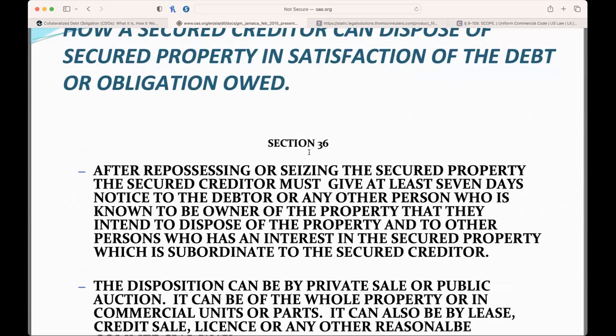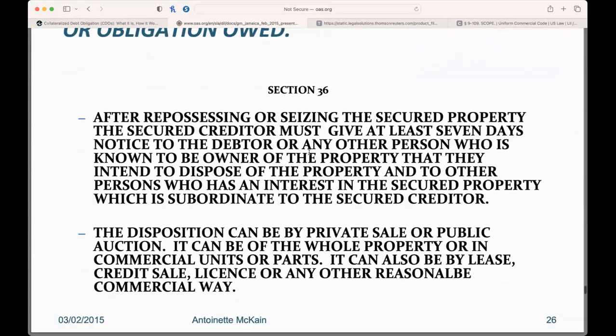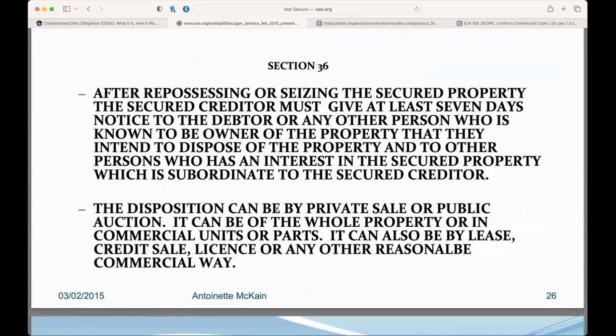So let's see, who is known to be the owner of the property? All right, so I read that. The disposition can be by private sale or public auction. Now, this is crazy because, hearing this, you're thinking about the car and the house, but this is how the financial asset was actually sold too. But we don't know about that part, and we didn't know that exists, so we don't correlate it with that.